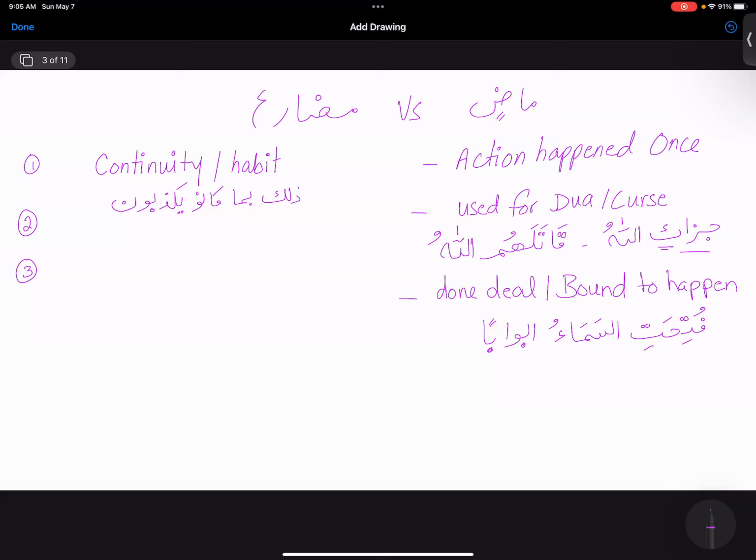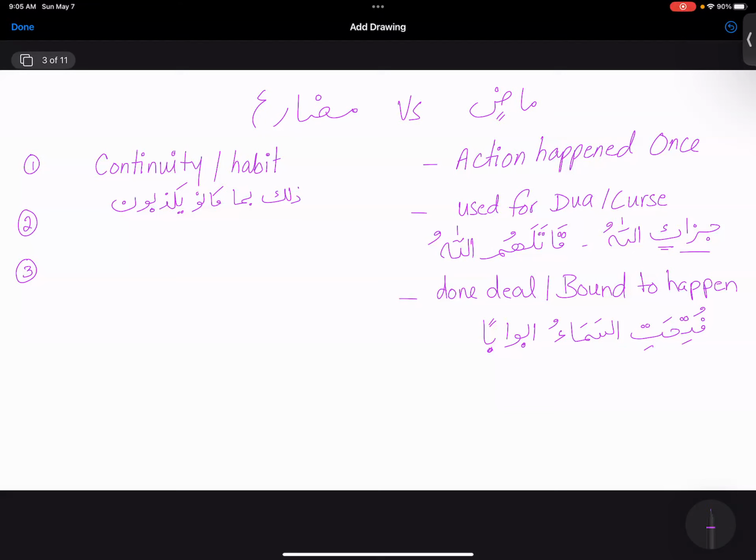And then in Surat al-Munafiqun, it says qatalahumullah about the munafiqeen. What does that mean? May Allah destroy them. So it's a curse. So fi'l madi can be used for dua or even bad dua.